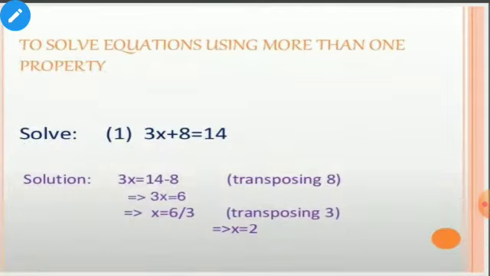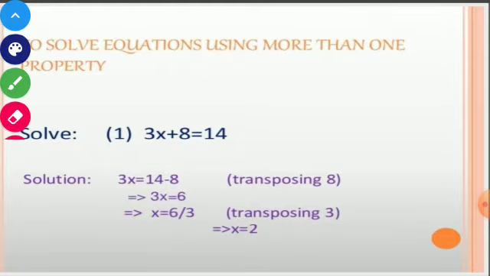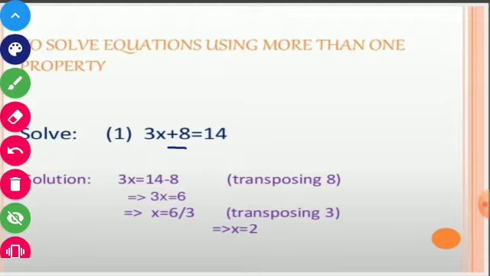Now, examples where we will use more than one property. Over here it is plus 8. We have to remove this. This is one property. Over here it is multiply. So two properties are there, so we have to use two properties. By transposing this plus 8, it goes over here and becomes minus 8. So 3x is equal to 14 minus 8, which gives you 6. Next step, we have to remove this 3. As it is multiply, we have to divide it now. So x is equal to 6 divided by 3, which gives you 2.